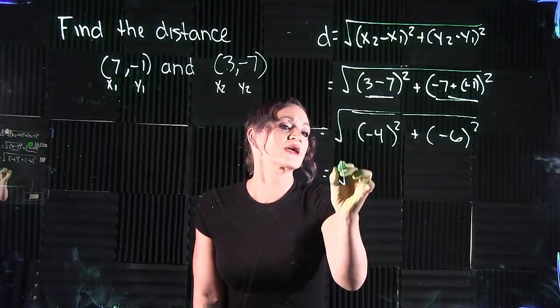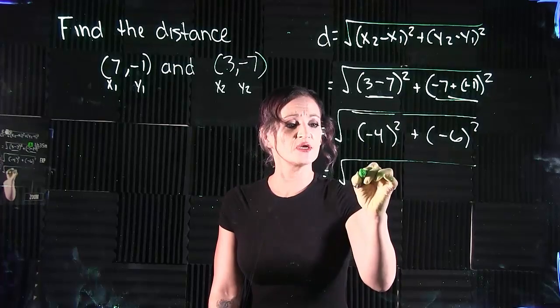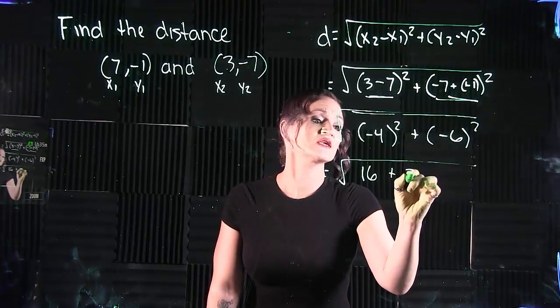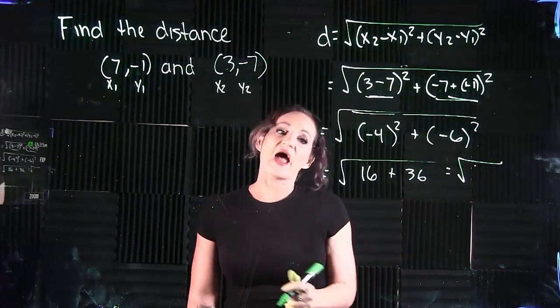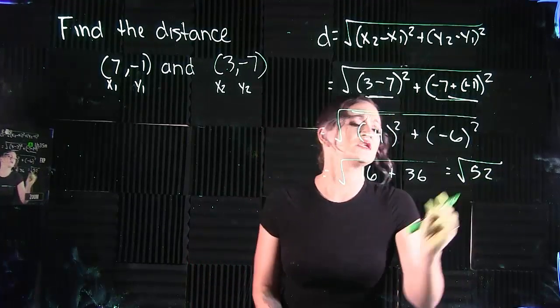And the next step, go ahead and square each one of those. Negative 4 squared, negative 4 times negative 4 is 16. Negative 6 times negative 6 is 36. Next step, go ahead and add them together. 36 plus 16 is 52.